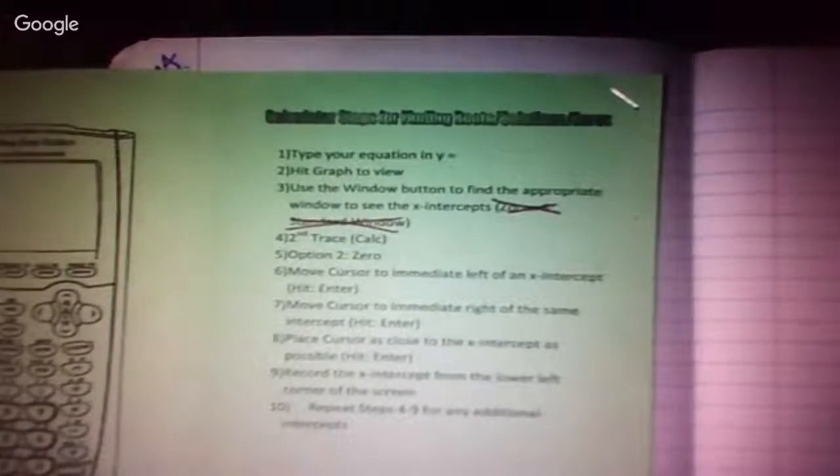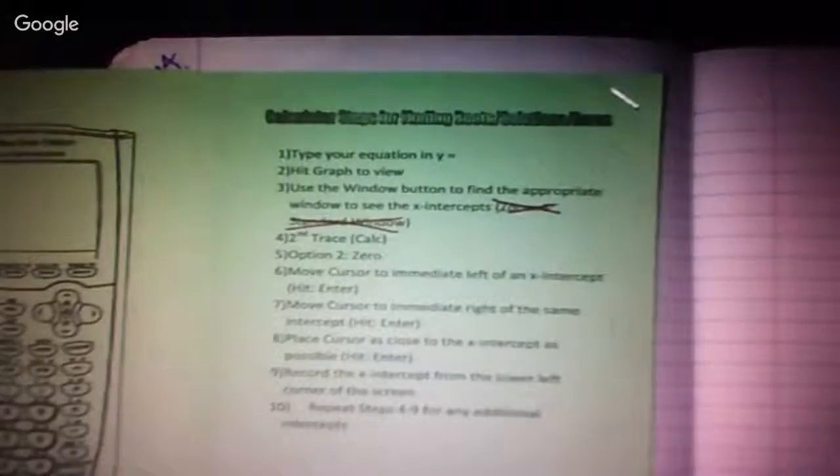You're fine. Okay. Second trace, but this time when you want the roots, you're looking for a 0. Move the cursor to the immediate left of the x-intercept, to the immediate right, go back to it, hit enter, get your x-intercept. And then I put 10, repeat steps 4 through 9 for any additional intercepts. So when you have 2, you might have to do it again. Okay.